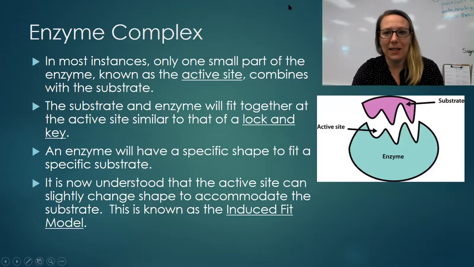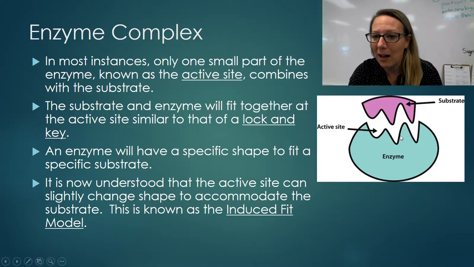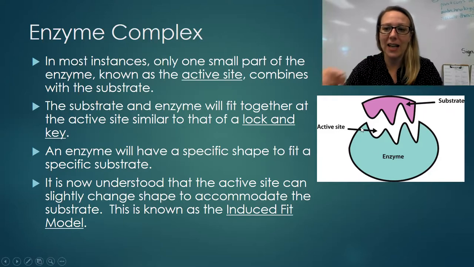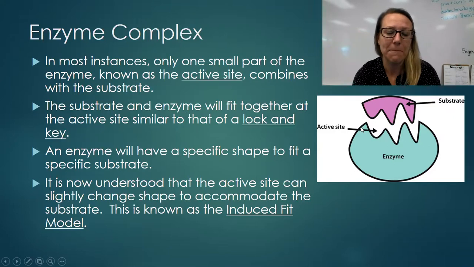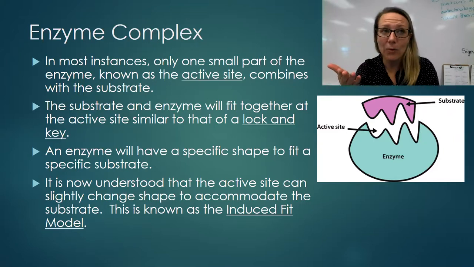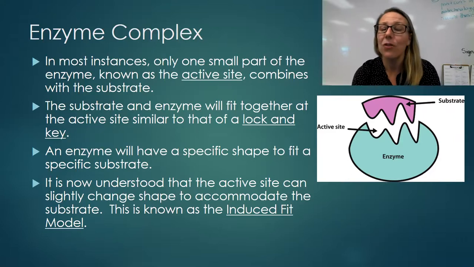In most instances, only one part of the enzyme actually joins with the substrate, and that is called the active site. So that's right here. It's like Pac-Man's mouth, if that's what you're thinking it looks like. This area here is called the active site, and that's where they fit together perfectly. They fit together like a lock and key. That means if you take your key, it only goes in a specific lock. You can't take your house key and open the school with it because they do not fit together. They are the wrong enzyme and substrate, okay?